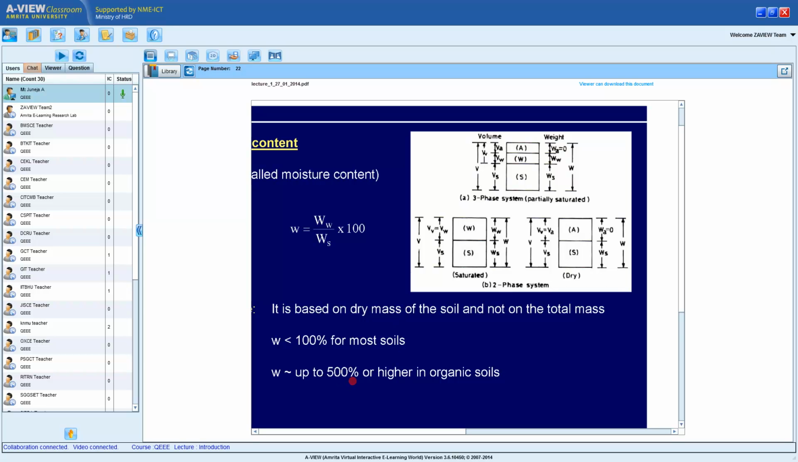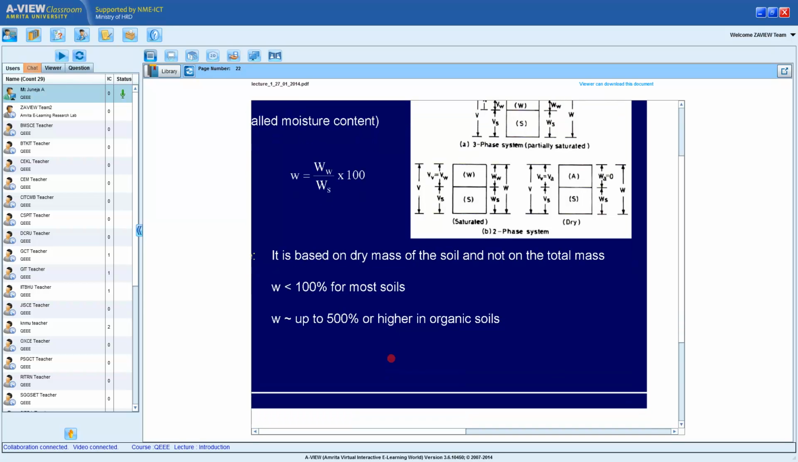A water content of up to 500% is possible for clays which contain Montmorillonite clay. If you happen to be an undergraduate student and if you are able to remember this term Montmorillonite clay, I would say hats off to you. I salute you, because as an undergraduate student, this is one of the tricky words to remember.